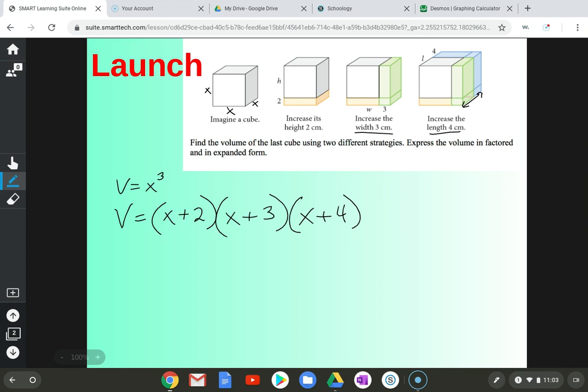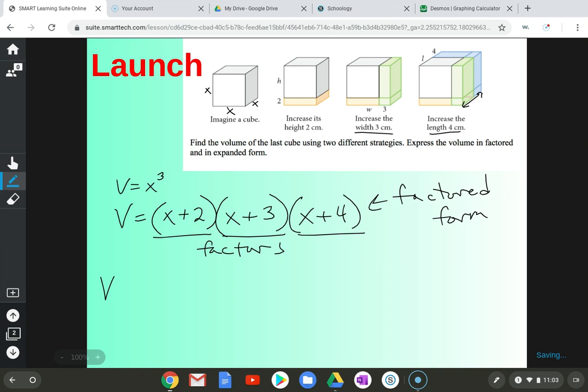This form right here is called factored form. Why is it called factored form? Because it's all written as a product of factors. Remember, when you have something times something times something, each of these things is called a factor.